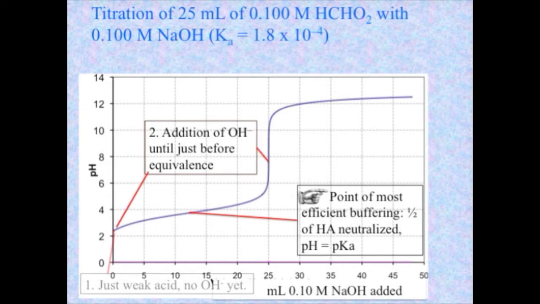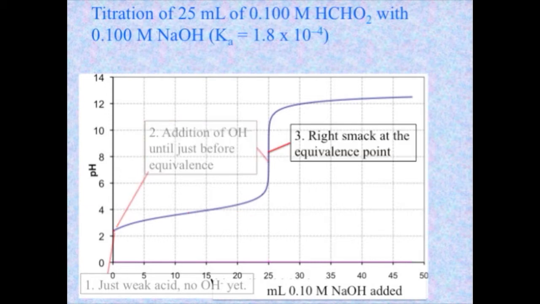We should note the point of most efficient buffering where 1/2 of the weak acid has been neutralized. So we have equal amounts of weak acid and its conjugate base. At that point, pH equals the pKa of the weak acid.